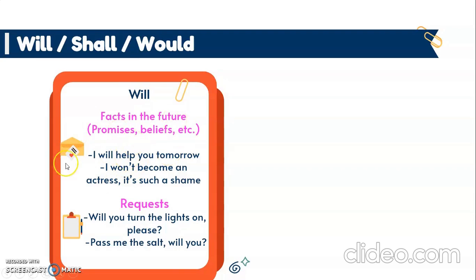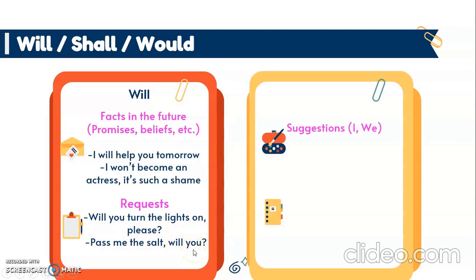Okay, we also use will to make requests. Will you turn the lights on, please? Pass me the salt, will you? In this case, we're using a tag question. Notice that.